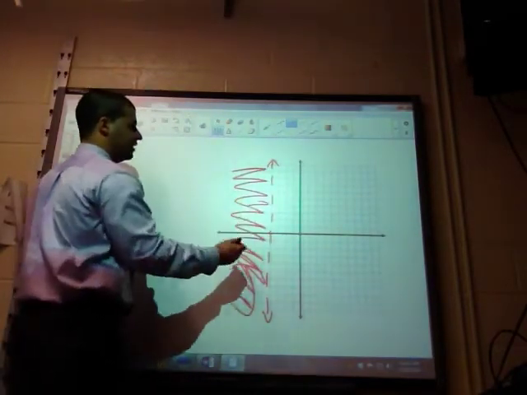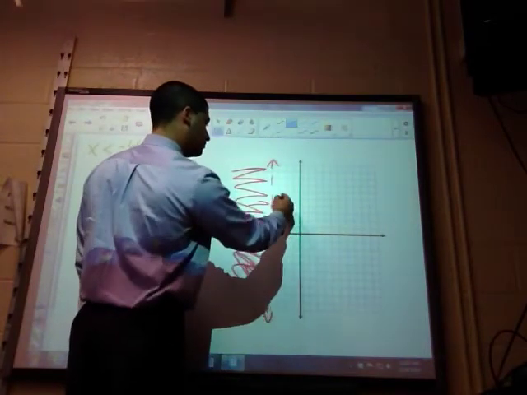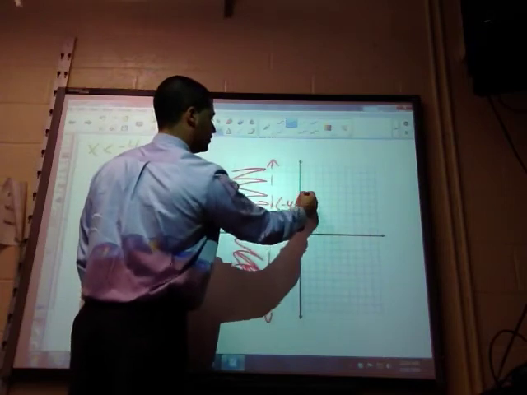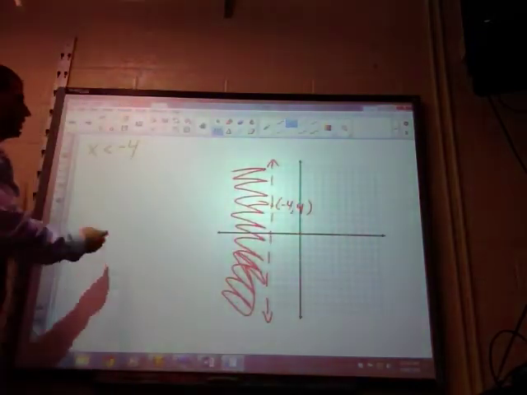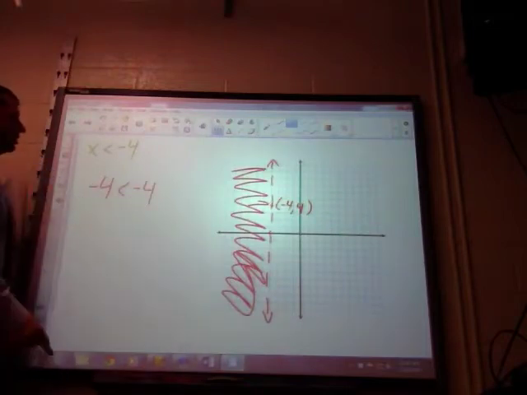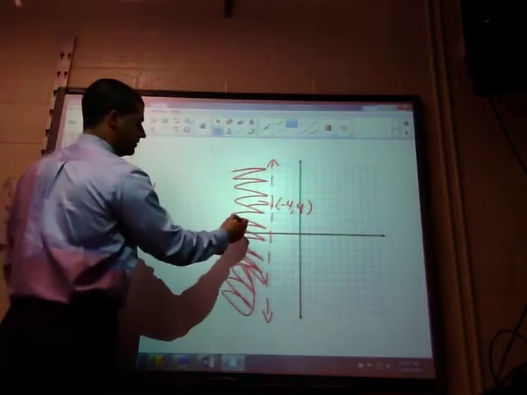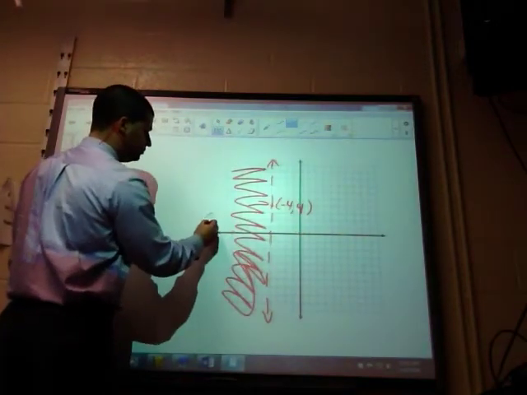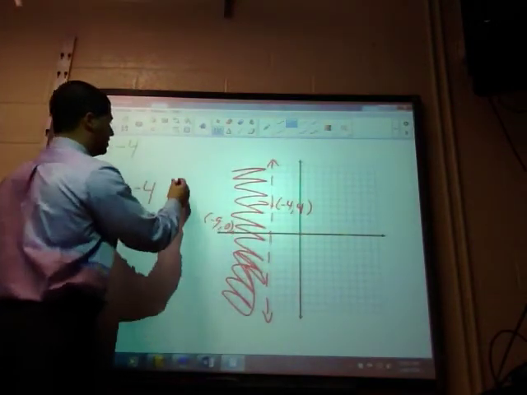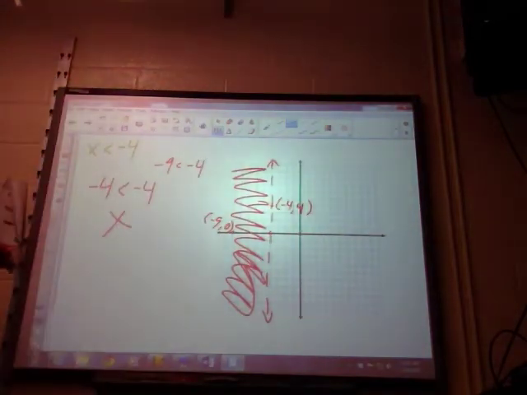Again, since we have a dashed line, points like this, negative 4 won't work because our x value, negative 4, is not less than negative 4. That's not true. But if we picked a point like this, negative 9, 0, negative 9 is less than negative 4. So that's a good way to confirm it. Once you've shaded, check a point.